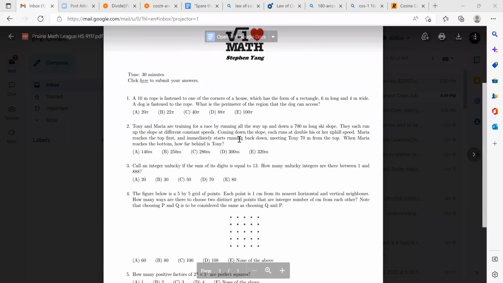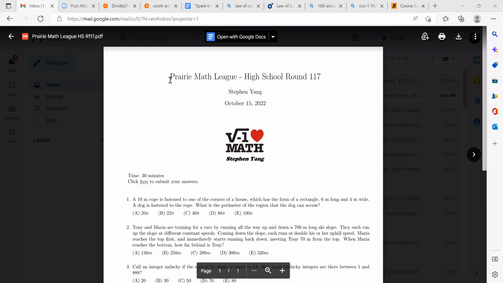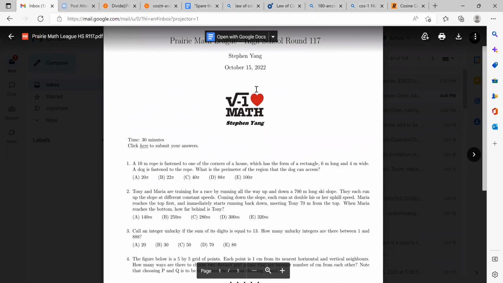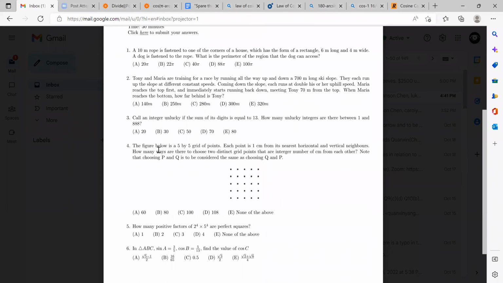Today I'll be doing Stephen Prairie Math League, round number 117. Let's look at question 4. The figure below is a 5x5 grid. Each point to the nearest horizontal and vertical neighbors is 1 centimeter.